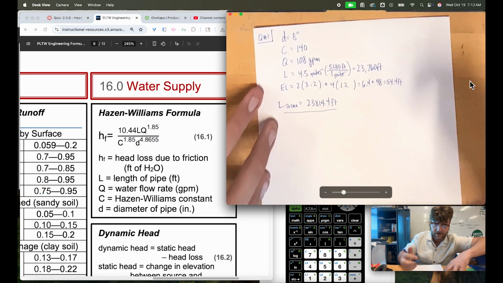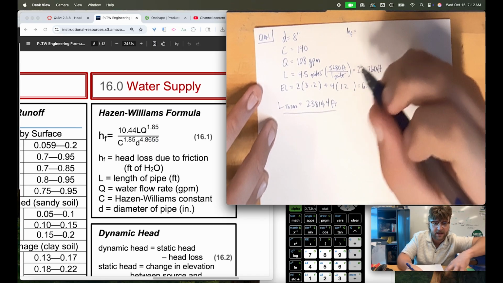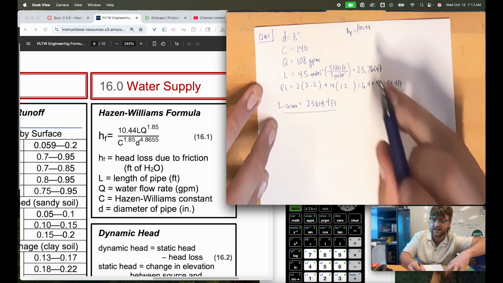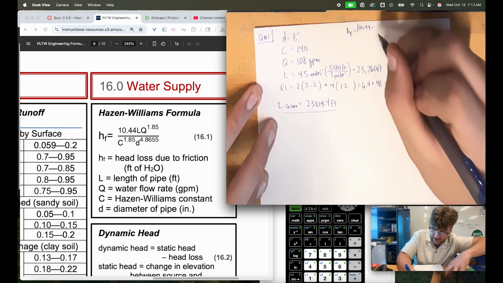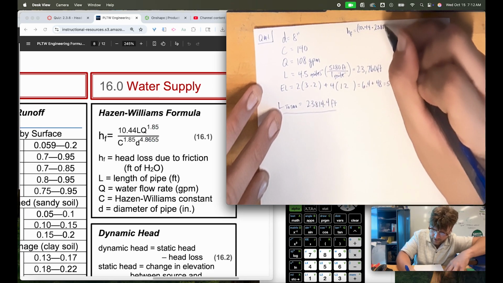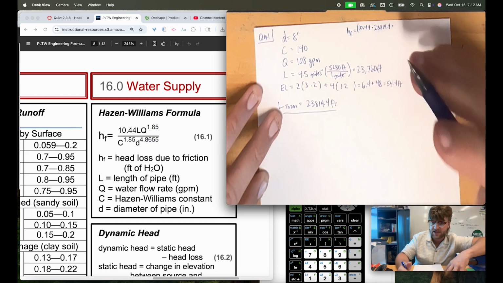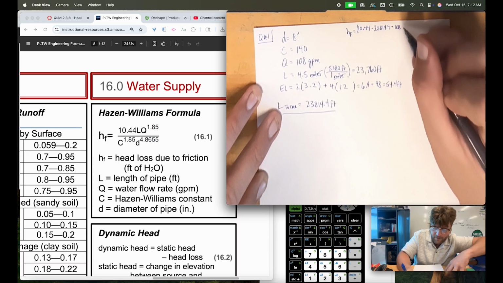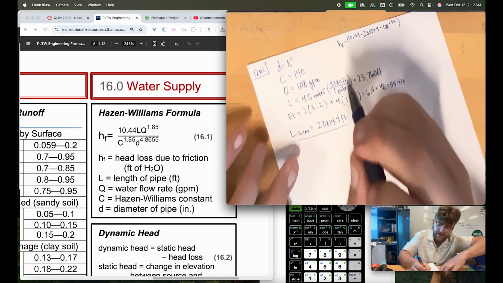And so what we want to do is write this out up here. HF equals, and so now we can go 10.44. Ensure that we are using big parenthesis at the top of this, right? Times our length, which is going to be this value right here, times 23,814.4, times, then we've got next Q. So Q in this case is going to be 108. And then remember, that's going to be raised to the 1.85 power. We're going to put that big parenthesis there.